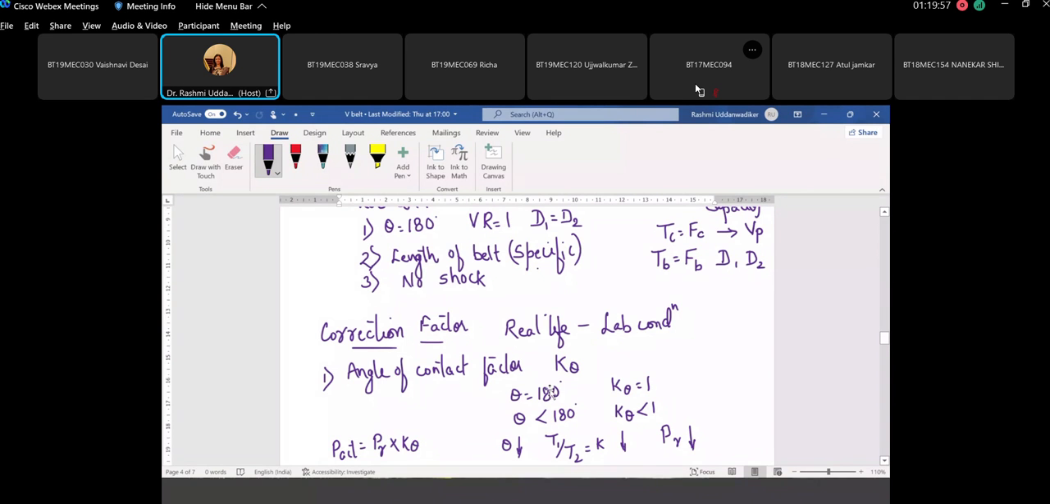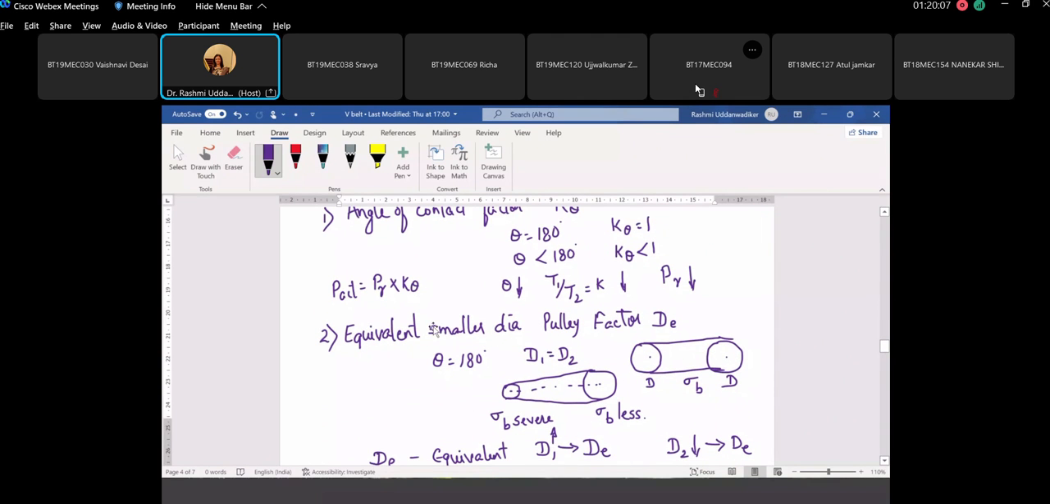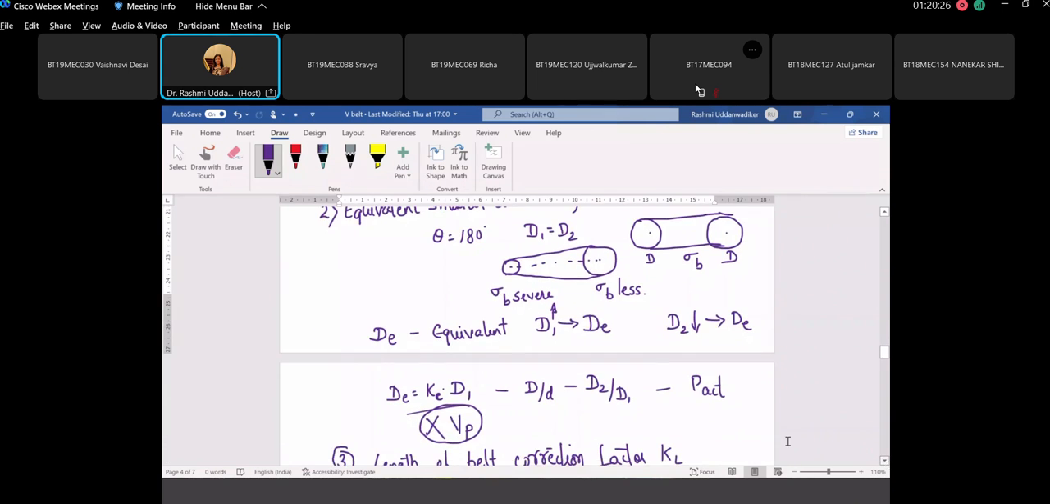If the value of theta is less than 180 degrees, we multiply by some correction factor which will reduce the power transmission capacity of the belt. Similarly, lab conditions say that the diameters are the same, but in real life the diameters are not the same, and the bending is more severe in the smaller pulley and less severe in the larger pulley. So virtually, we are increasing the diameter of the smaller pulley and reducing the diameter of the larger pulley. This increase in the smaller pulley diameter depends upon the ratio of the pulley diameters.